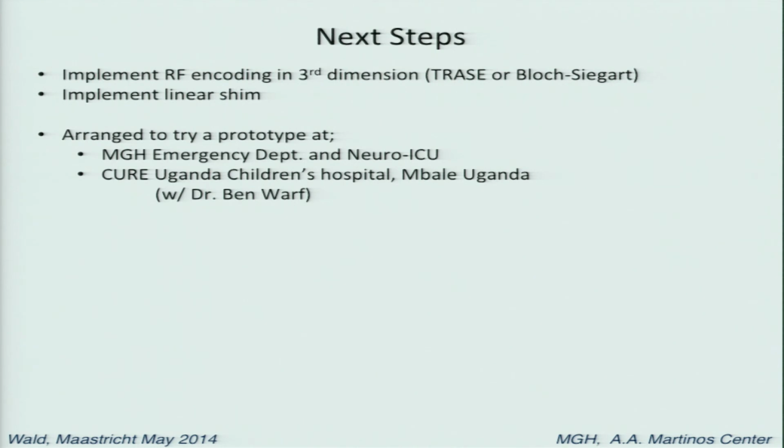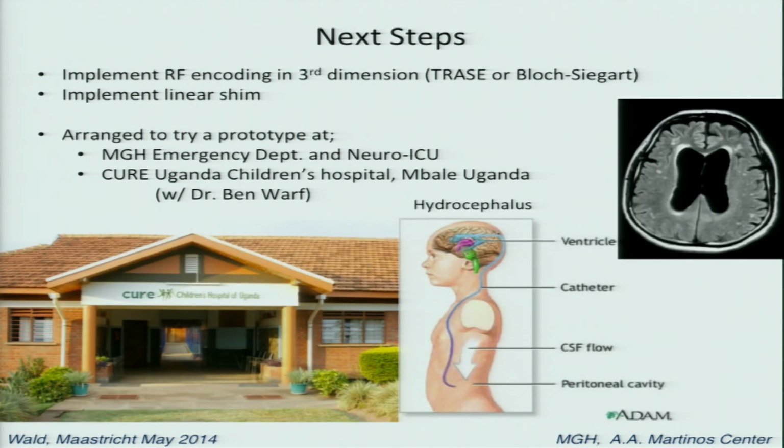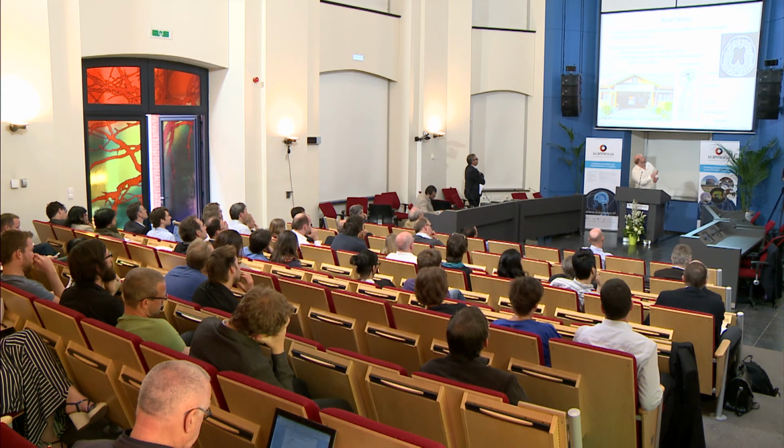And we've also arranged to build one for the Cure Uganda Children's Hospital in Uganda, which here's a picture of, which if we succeed, will be the first MR scanner in Uganda. And this hospital specializes in hydrocephalus stent or shunt placements. Here's how the shunt goes. And they really just need to see whether these ventricles return to normal sizes. So I think we can actually do that with a 2 millimeter, 3 millimeter resolution image. So I thank you for your attention. I've already gone over.